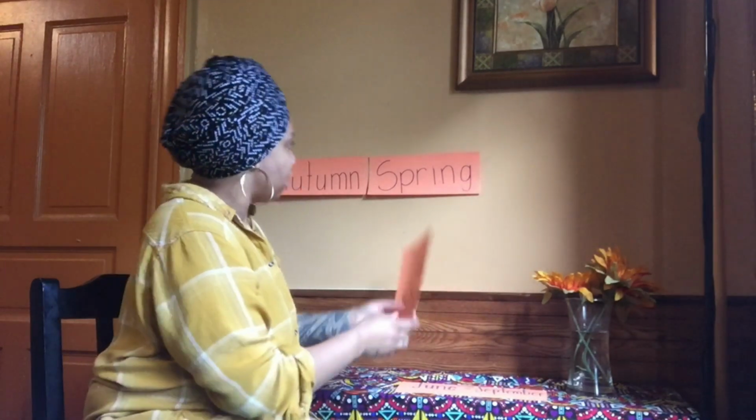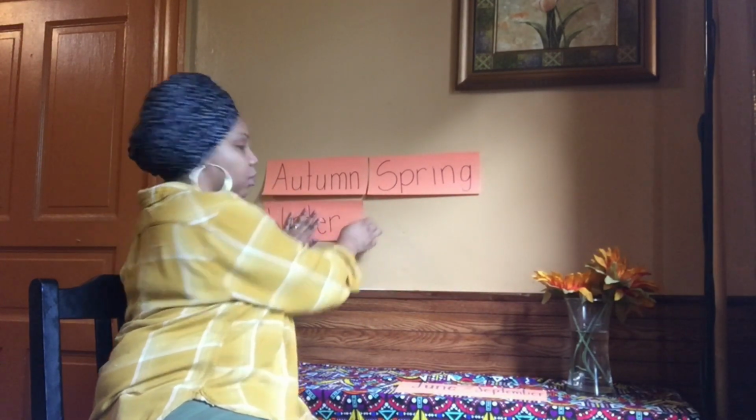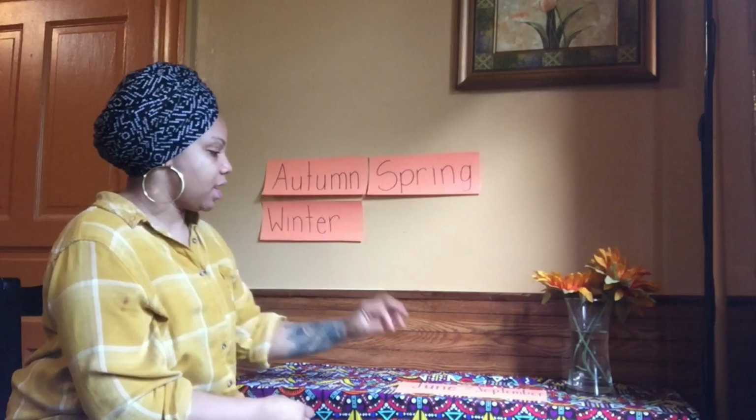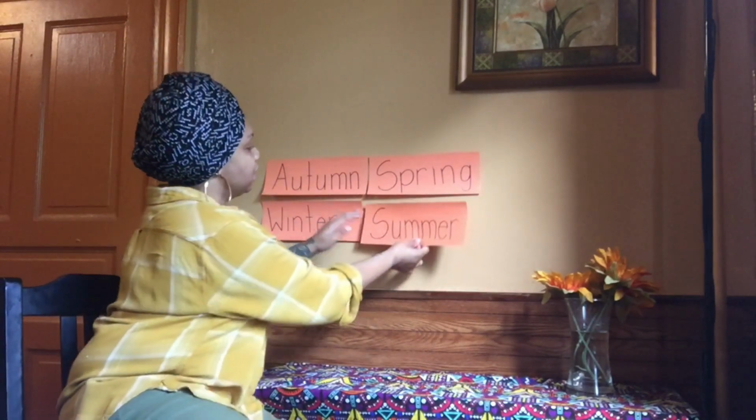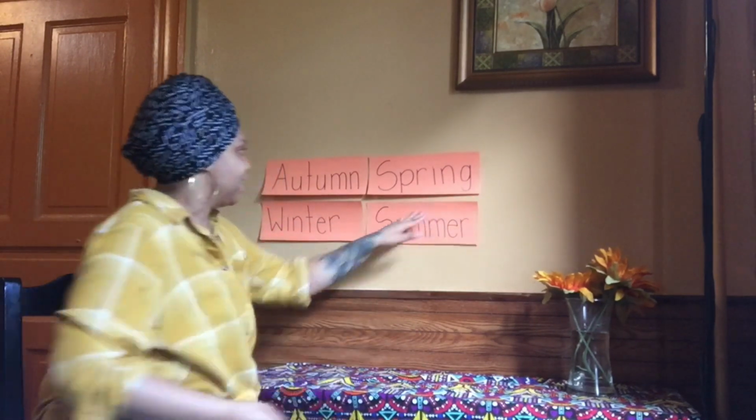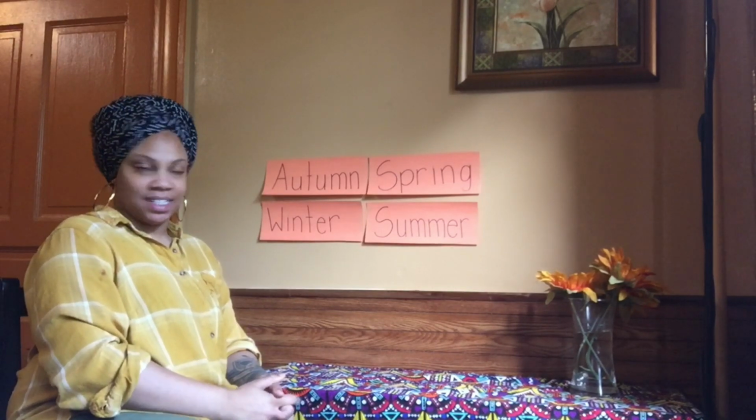After spring comes winter. And after winter comes summer. So this is the order of the seasons. The beginning of our year, we start off with autumn. Then we transition into spring. After spring, it gets cold again. We transition into winter. And then we end our year with hot weather, summer.